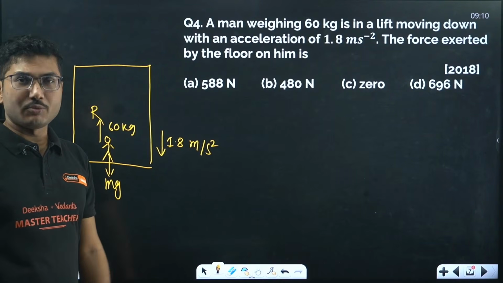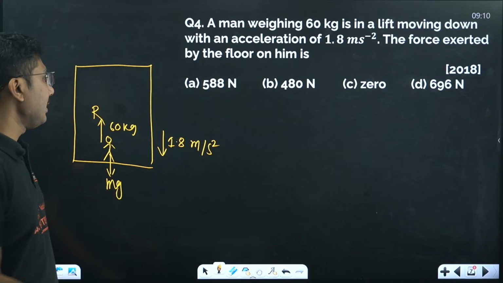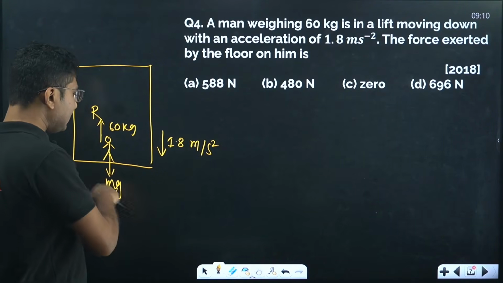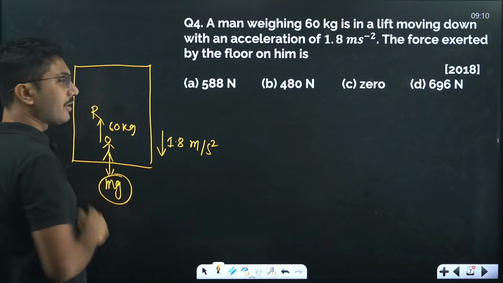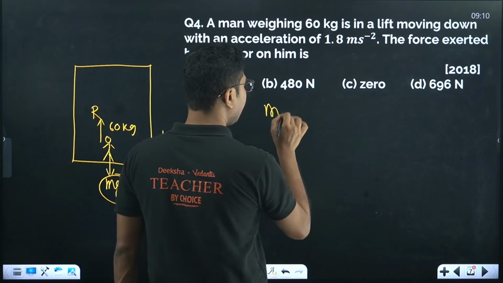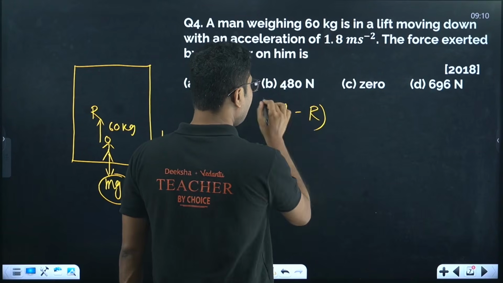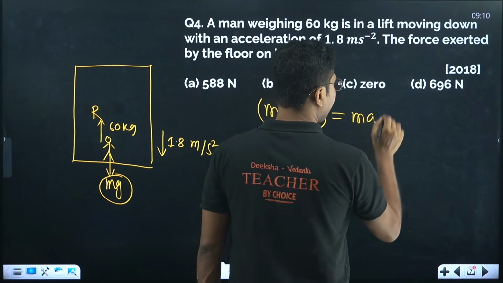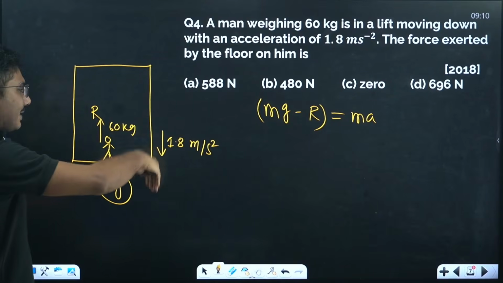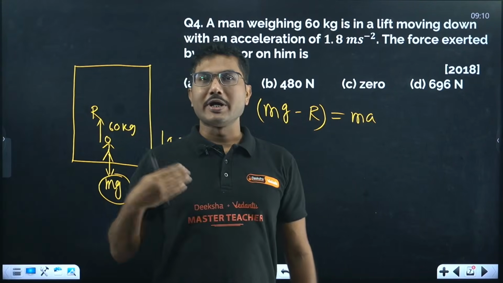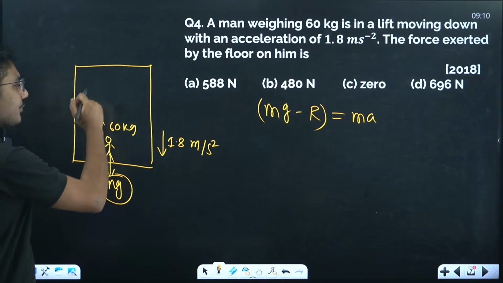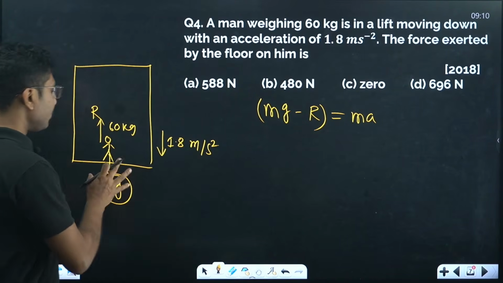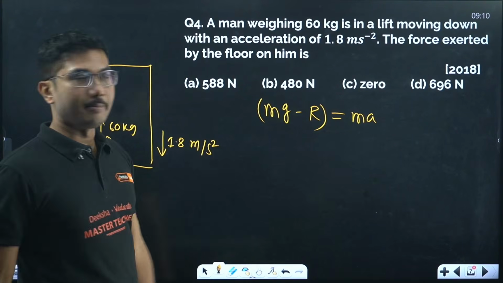But if you want to do it from the basics, as I explained, the direction of acceleration is in the direction of mg. So mg is the bigger quantity, it is rich, R is poor, so mg minus R, rich minus poor, equals ma. Always remember that whichever quantity has the direction of acceleration is rich. The other quantity, which is going opposite to the direction of acceleration, is poor. So rich minus poor equals ma.